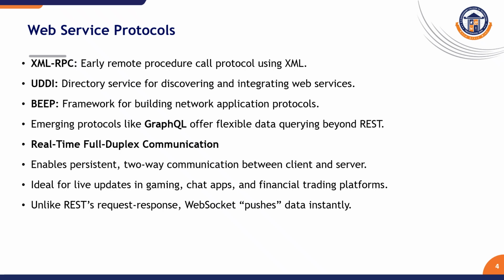Emerging protocols like GraphQL offer flexible data querying beyond REST. Then real-time full duplex communication, which is two-way. Communication is divided into three types: simplex, half duplex, and full duplex. What is simplex? It is one-way communication. Half duplex, either transmit or receive. Whereas in full duplex, both transmission and reception are performed simultaneously.